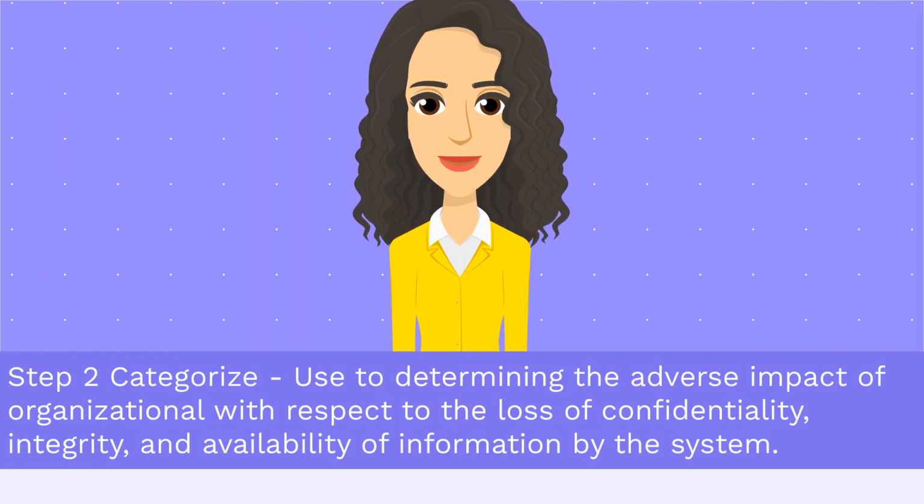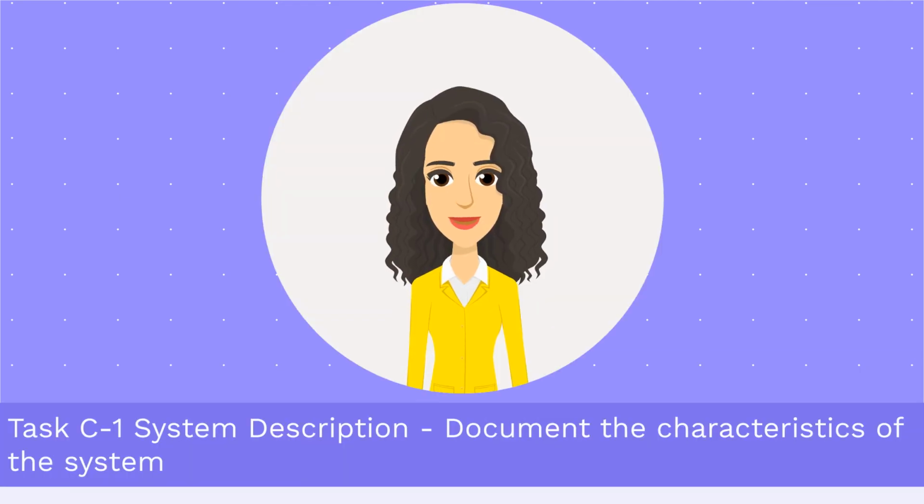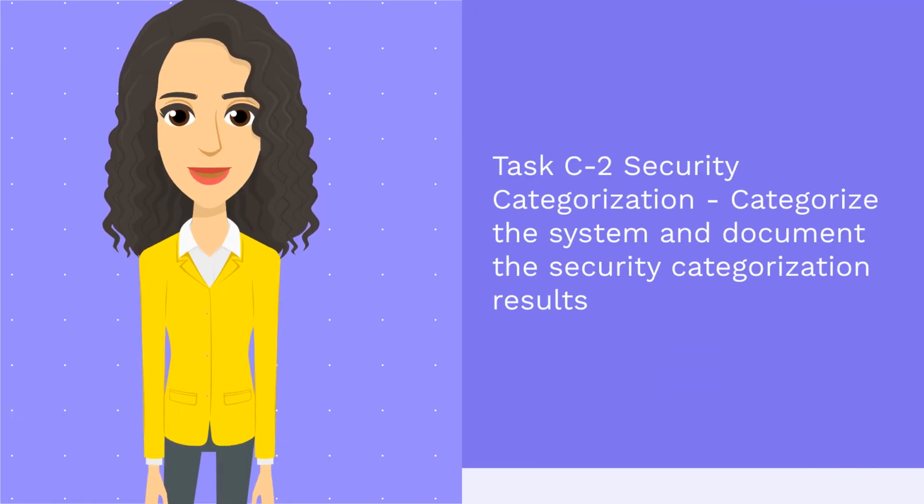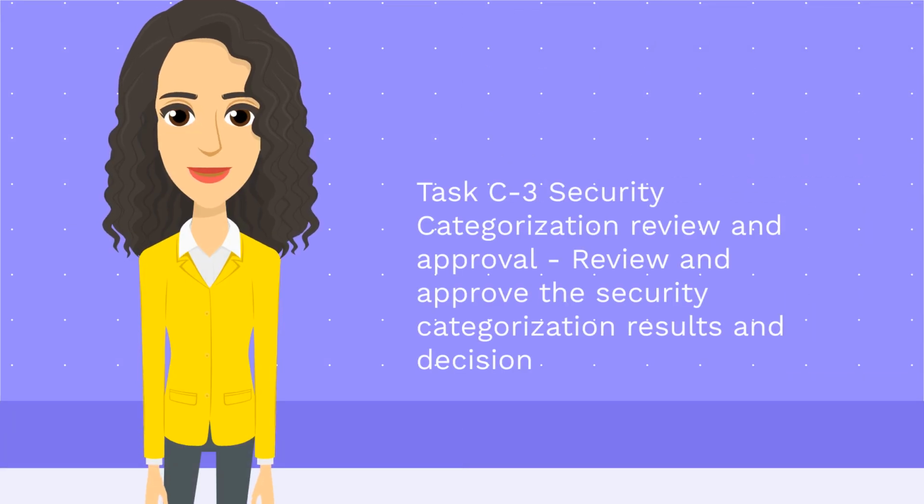Step 2. Categorize. Used to determine the adverse impact to the organization with respect to the loss of confidentiality, integrity, and availability of information processed by the system. Task C1. System description. Document the characteristics of the system. Task C2. Security categorization. Categorize the system and document the security categorization results. Task C3. Security categorization review and approval. Review and approve the security categorization results and decision.